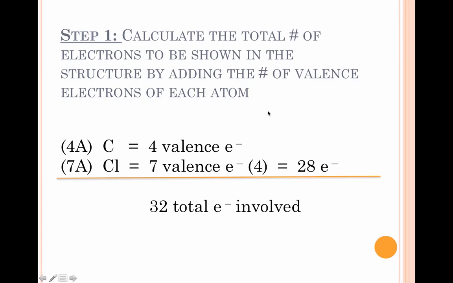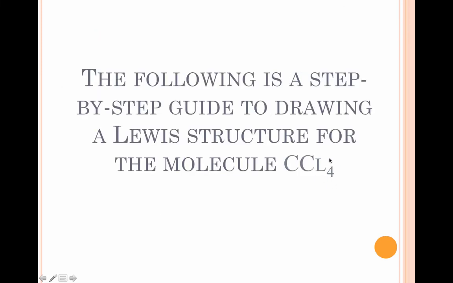Now you see here I'm multiplying 7 by 4, and the reason I'm doing that is, if we go back to the formula, this number right here is called a subscript, kind of like below. This tells you the number of atoms of that element.